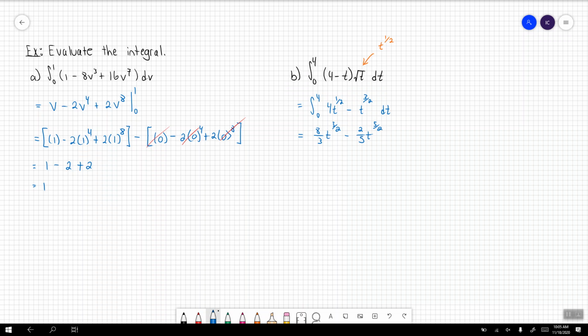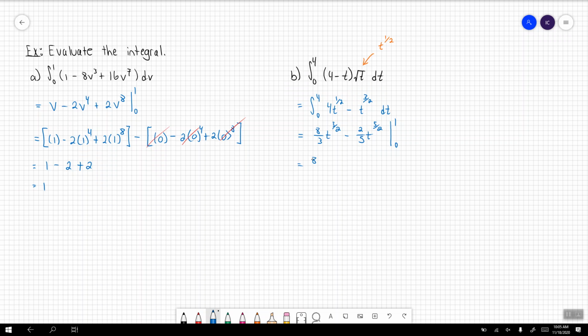Again, I don't need a constant for this antiderivative because I'm evaluating from 0 to 4. I'll just denote it here with that vertical bar. It's mandatory that we put that, because we must show that we are evaluating the antiderivative from 0 to 4.